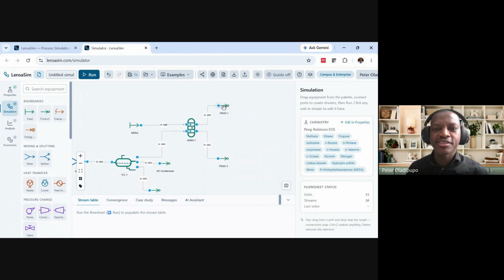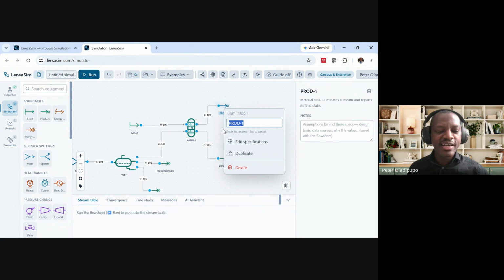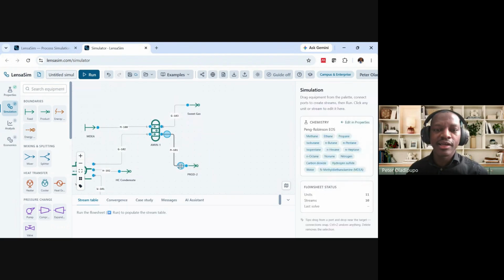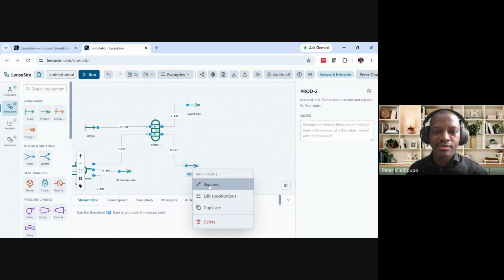And this will be M101. Yeah, just call it sweet dry gas. Right, sweet gas. Call it sweet gas. Okay, because at the end of this step, we would have removed CO2 and H2S. Okay, we're going to call it sweet gas, right? And because this is MDA, just MDA.